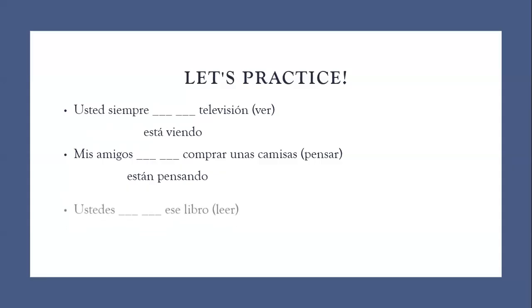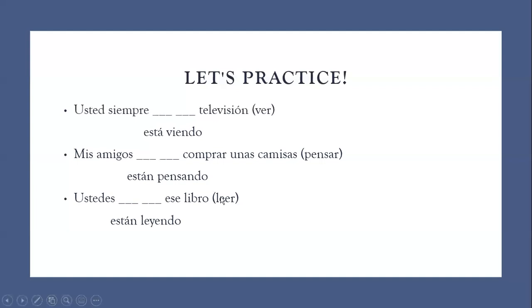Alrighty, last one. You all are reading that book. Ustedes uses the form of estar that is están. Leer is going to be leyendo. Remember, the stem here is a vowel, so we need to change iendo to yendo. So leer will be leyendo. Ustedes están leyendo ese libro.